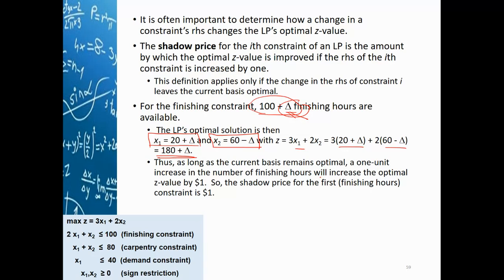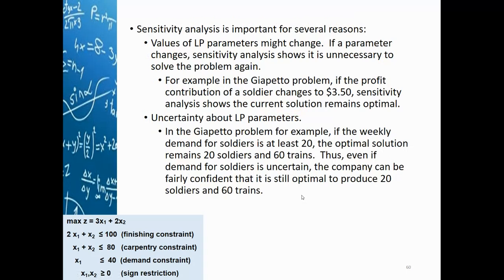All right, so in that case, you can simplify it in this term, as long as your current basis remains optimal. If you consider a 1 unit increase, for the sake of our argument over here, we consider one by one, so a 1 unit increase in the number of finishing hours will increase your optimal Z by another one ringgit. So that is the concept of sensitivity analysis.